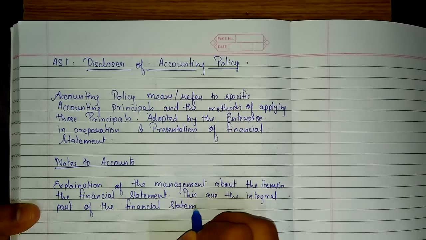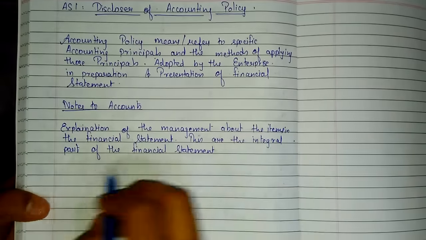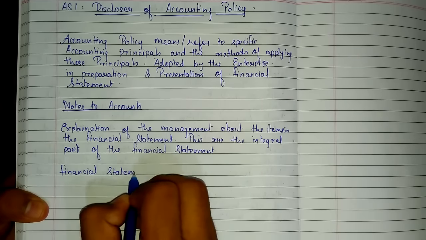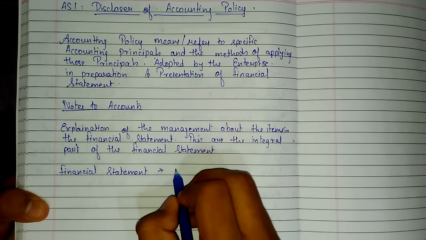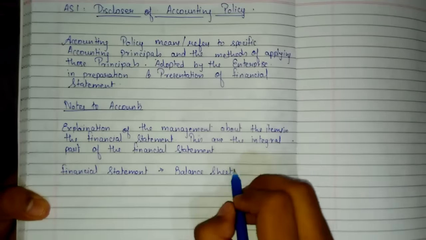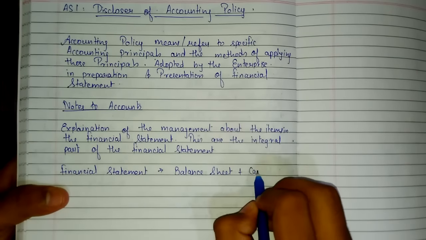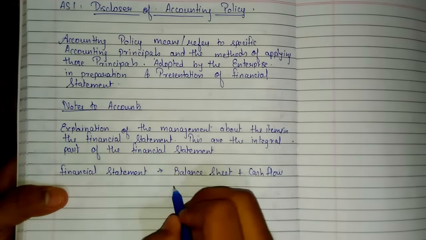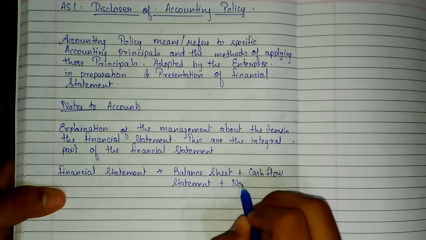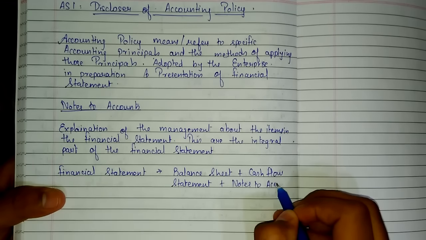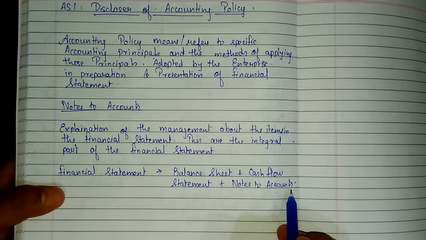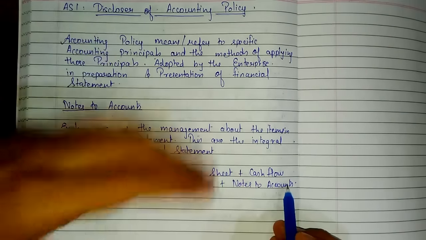Firstly, what does financial statement mean? When I speak of financial statement, it means balance sheet, which covers trading account and profit and loss account, plus cash flow statement, plus notes to accounts. So the financial statement includes all this. Below the balance sheet, notes to accounts are written. Notes to accounts means explanation of the management.